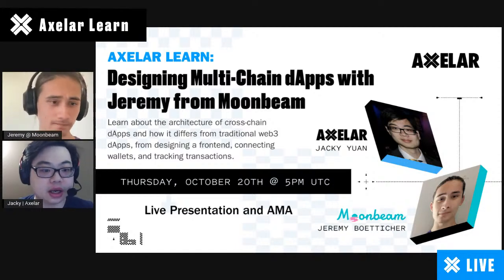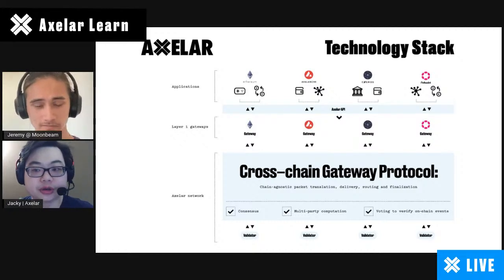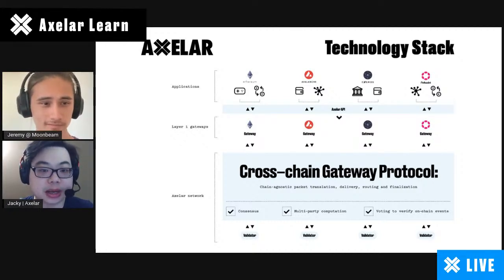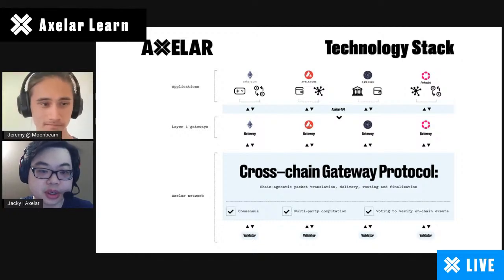First of all, to start off, I'm going to walk through a brief overview of the Axelar technology stack so we understand how Axelar fits into this and how the cross-chain messages are passed. At the very top, we have the various chains that Axelar connects, as well as the applications built on top of them. So EVM chains like Ethereum and Avalanche, Cosmos-based chains, Polkadot chains, Moonbeam, of course, as well as all the dApps that live on them, be it games, DeFi, governance, and so forth.